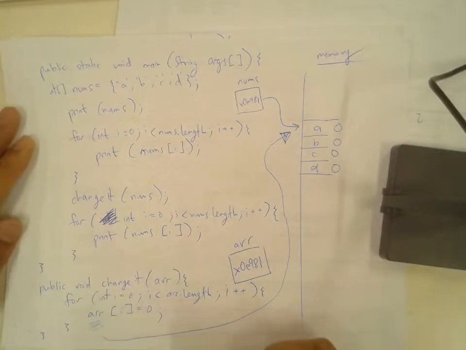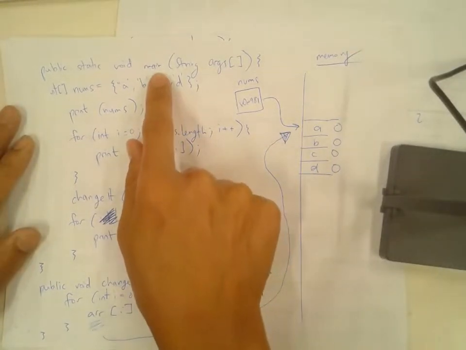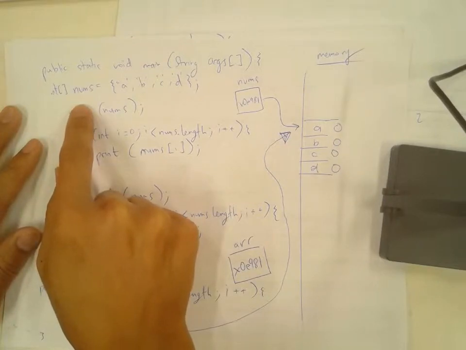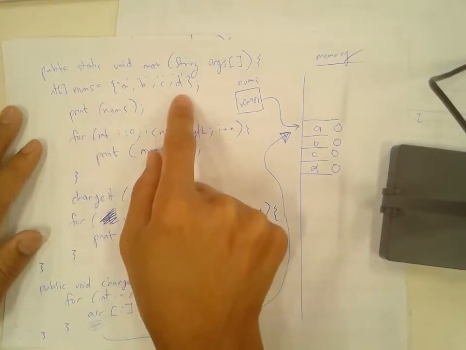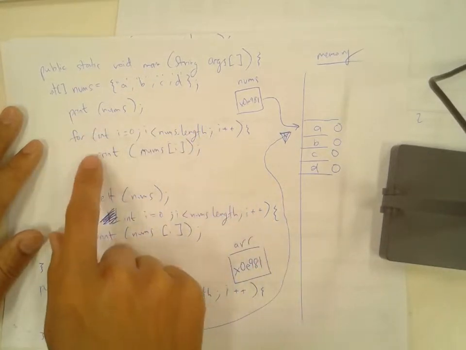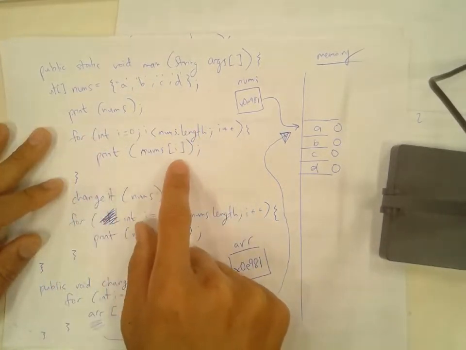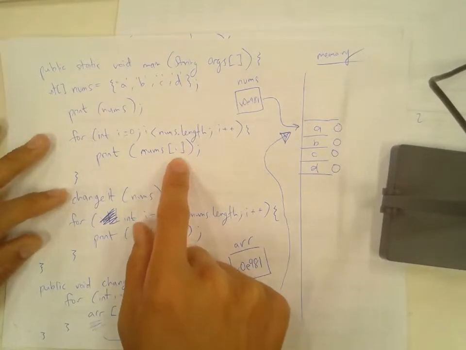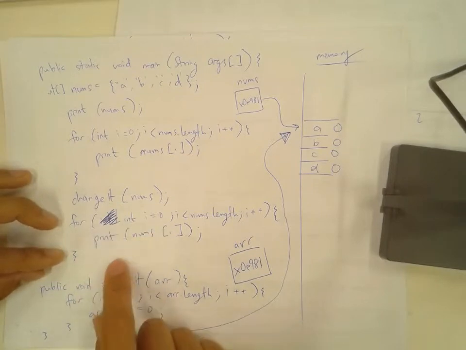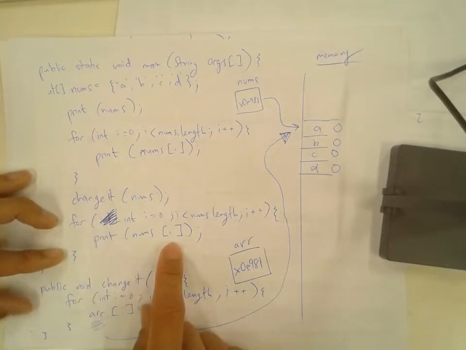How does this work? Well, we have main. The first thing that happens in main is we create an array called nums, which is full of chars, A, B, C, D. We print nums. We for loop through nums, printing num sub indices. We run changeIt, passing it nums, and then we print out everything in nums using the indices.